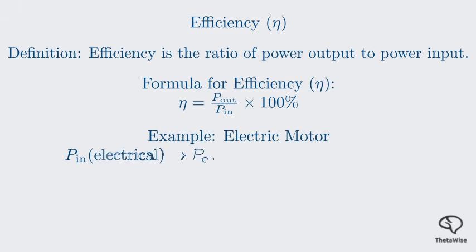In an electric motor, for instance, the electrical power you supply, P in, is converted into mechanical power to turn something, P out. The motor is never 100% efficient. Some of that electrical energy is lost as heat in the motor's windings. So efficiency is a crucial concept for engineers, helping them to design systems that minimize waste and maximize useful output.